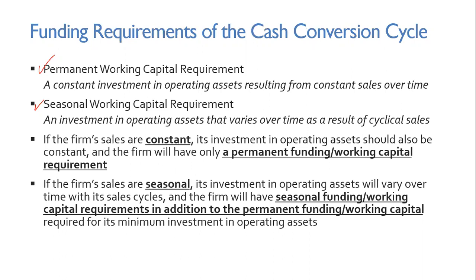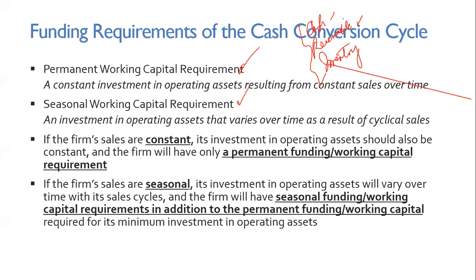Imagine, if you have constant sales over time, then your inventory levels are more predictable, right? The amount of inventory that you have to buy is predictable and constant over time. Why would you change inventory levels when sales are constant? The receivable that you are expecting will more or less be constant over time, and the cash requirements that you need to support operations will also be constant. So that level of cash, receivables and inventory that you need to set up to support constant sales over time is the permanent working capital requirement.